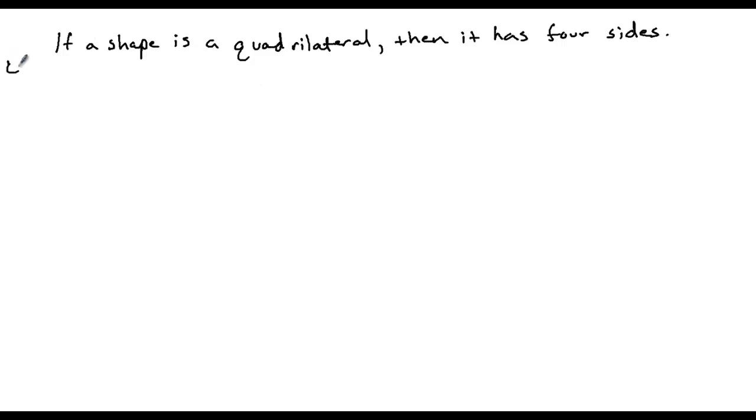So I'm going to write out here to the side: conditional. There's a conditional statement. Now, in our conditional statement, we can identify a hypothesis, P, and a conclusion, Q. And we can even say that P implies Q.